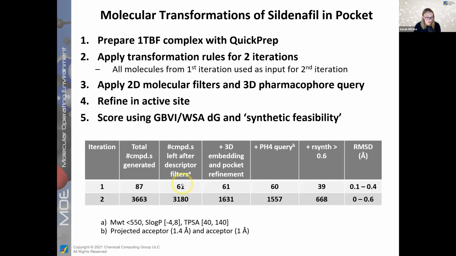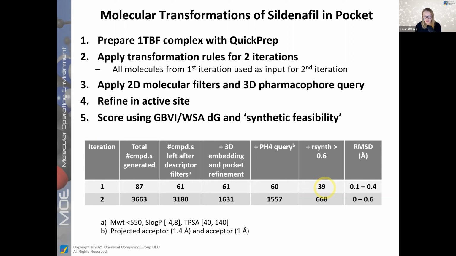Now, applying just these filters actually reduced it by 30%. I'm down to 61 compounds then. We then had embedding and refinement in the pocket, and actually the same 61 compounds remained, again, because we haven't changed that molecule very much. Applying the pharmacophore query just threw 1 molecule out, again really underlining how we haven't changed that molecule that fundamentally. And finally, we applied the RSynth score. And here we said, I'm only keeping those whose RSynth score is above 0.6. And that led me down to 40 molecules, so more than a 50% reduction with my filters.